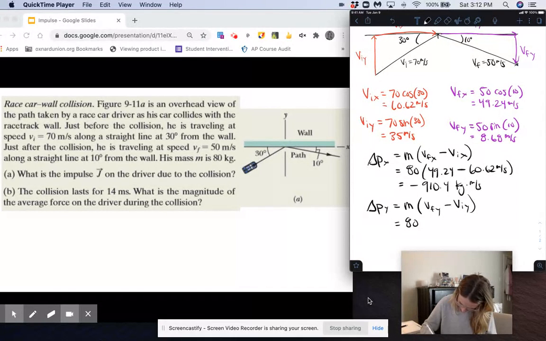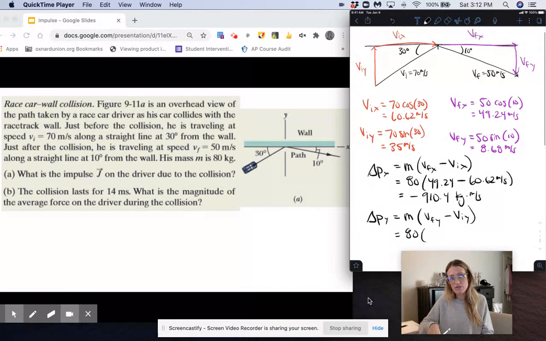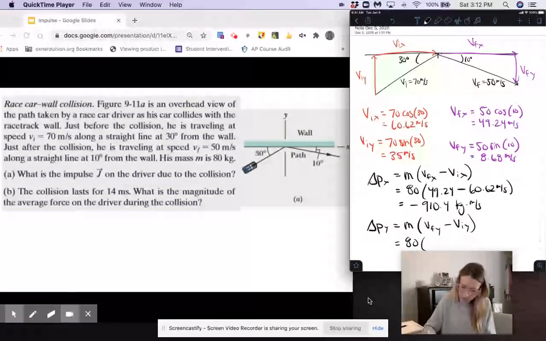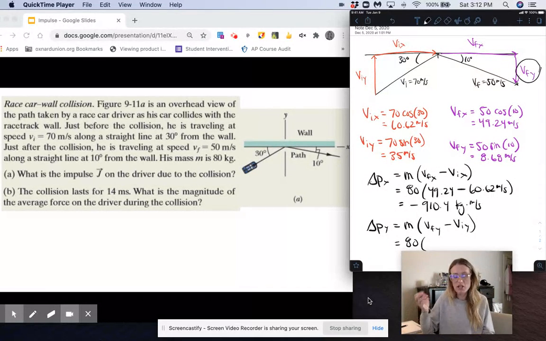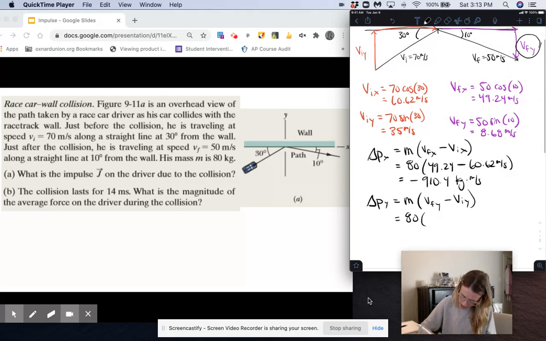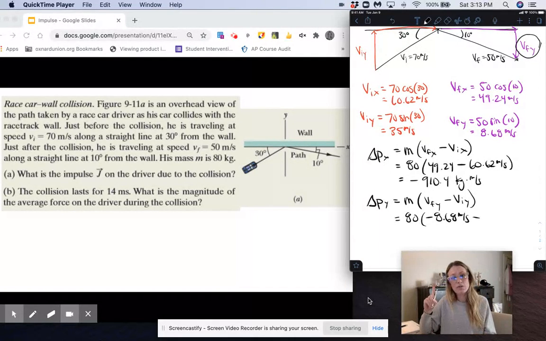So mass is 80 kilograms times final velocity in the y direction, and this is going to be a negative number. Now, the reason for this, if you look at our picture right here, this final velocity in the y direction, I'm going to call down negative and up positive. So that means initial velocity in the y direction will be positive, final velocity in the y direction will be negative. So we get a negative 8.68 meters per second minus the initial velocity in the y direction, which is positive 35 meters per second.